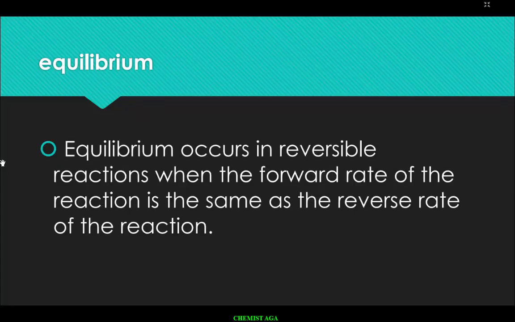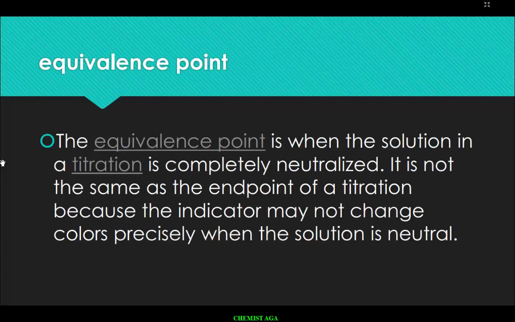Equilibrium. Equilibrium occurs in reversible reactions when the forward rate of the reaction is the same as the reverse rate of the reaction. Equivalence point. The equivalence point is when the solution in a titration is completely neutralized. It is not the same as the endpoint of a titration because the indicator may not change colors precisely when the solution is neutral.